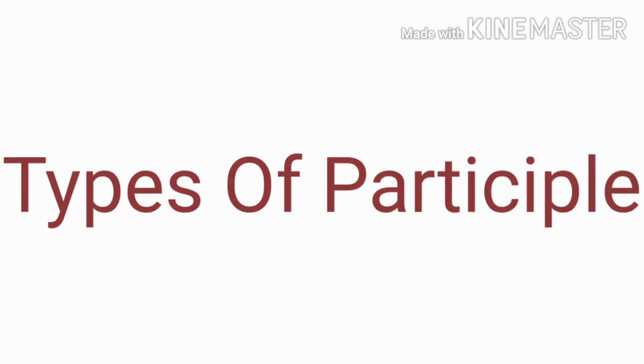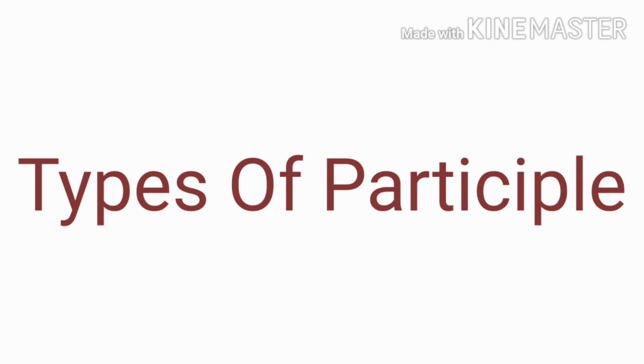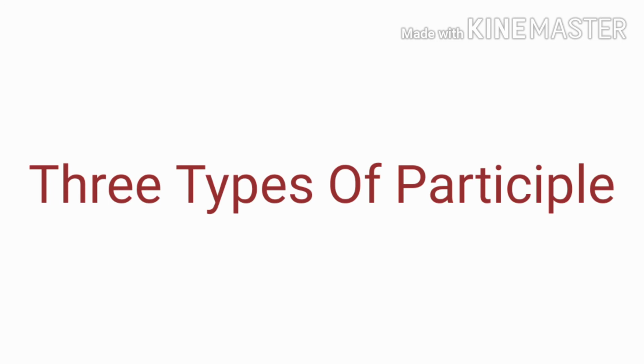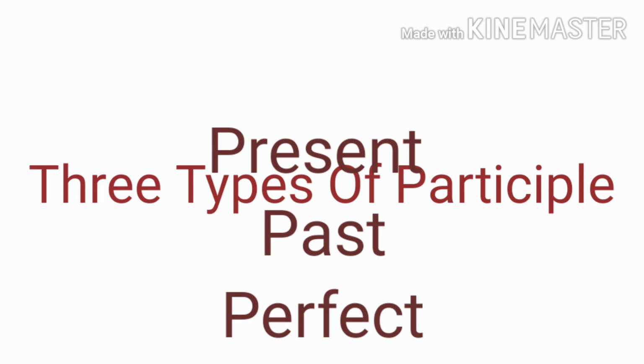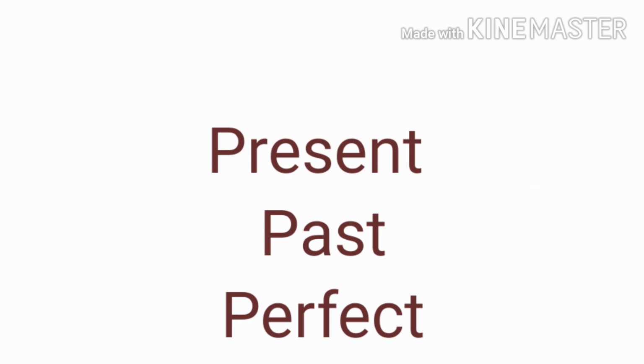How many types of participles are there? You should know each and everything, children, to perform the tenses. There are three types of participle. First is past participle, second is present participle, and third is perfect participle. Getting doubt, getting confused? Don't worry, I am going to give examples for the past participle.